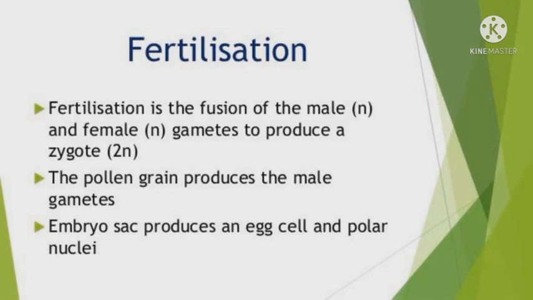Fertilization is the fusion of the male and female gametes to produce a zygote. Male and female gametes are haploid and the zygote will be diploid. The pollen grain produces the male gametes. The embryo sac produces an egg cell and polar nuclei.